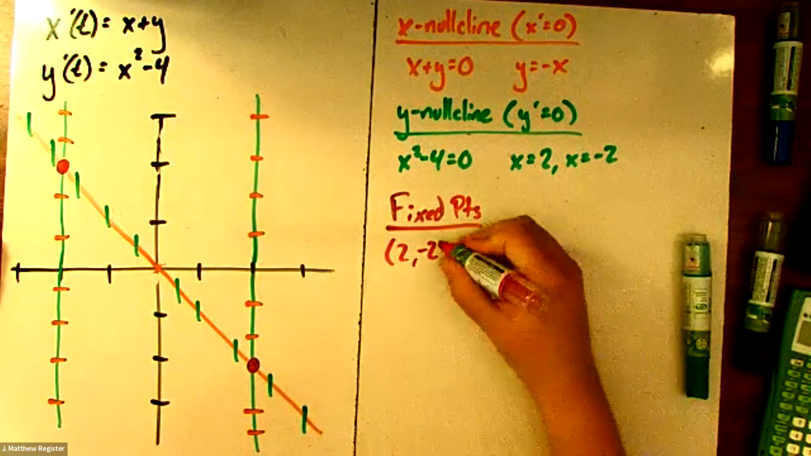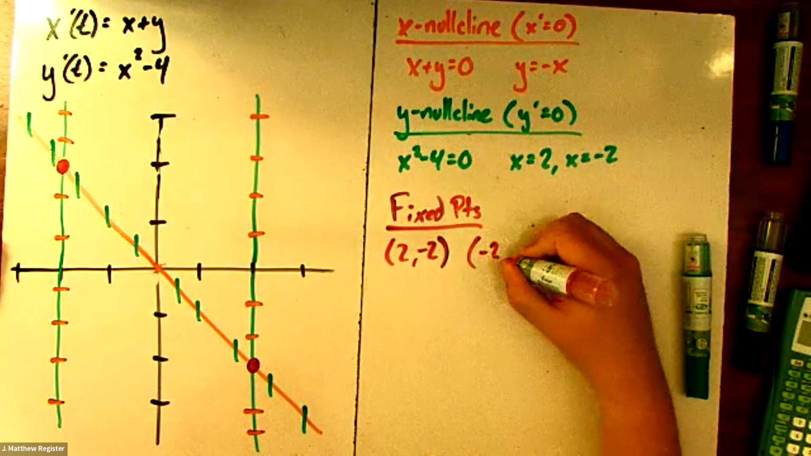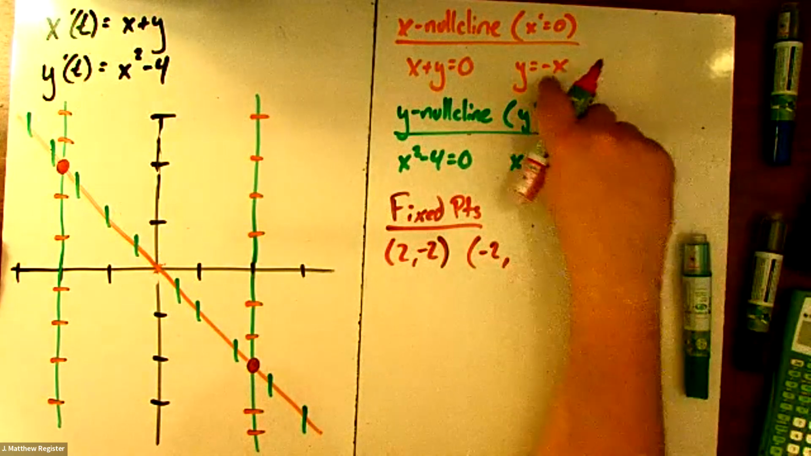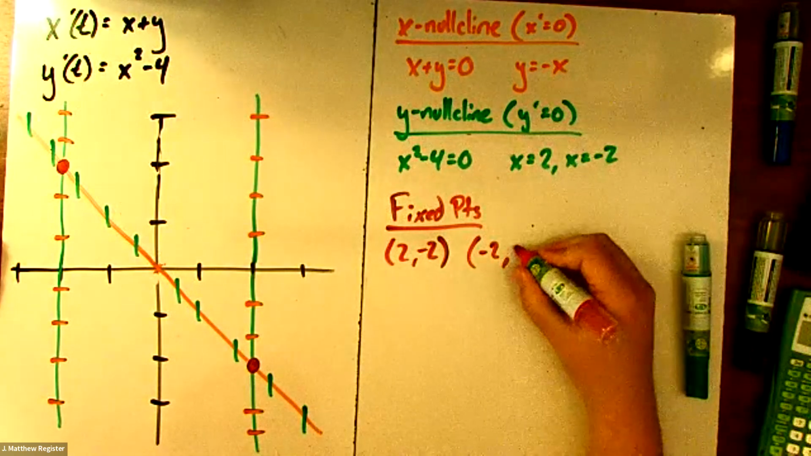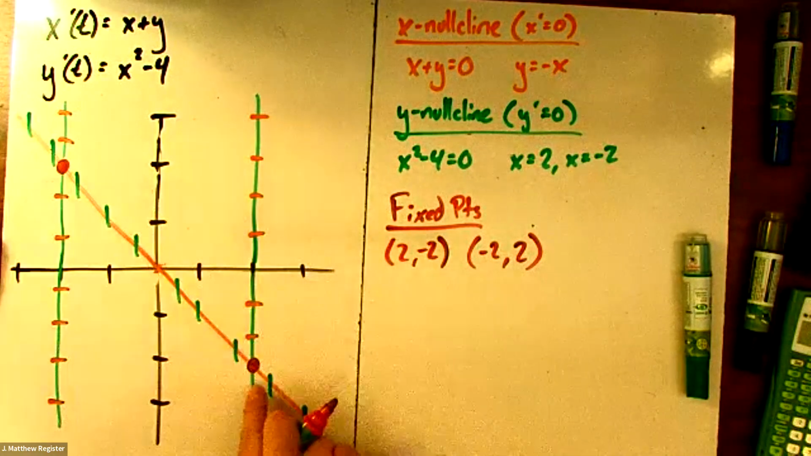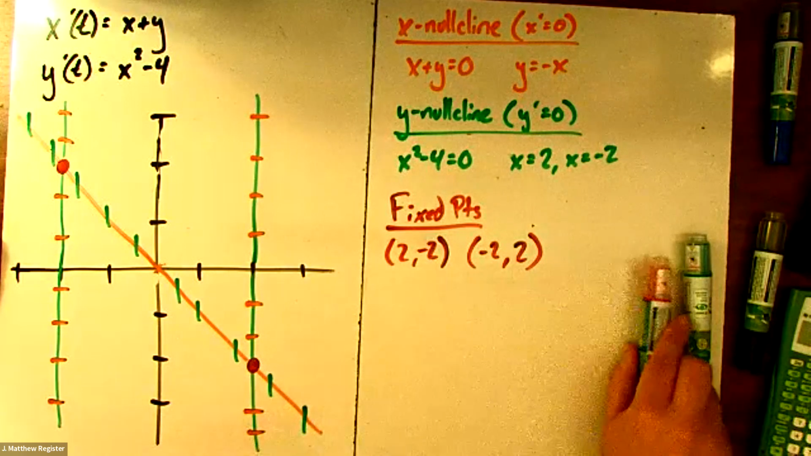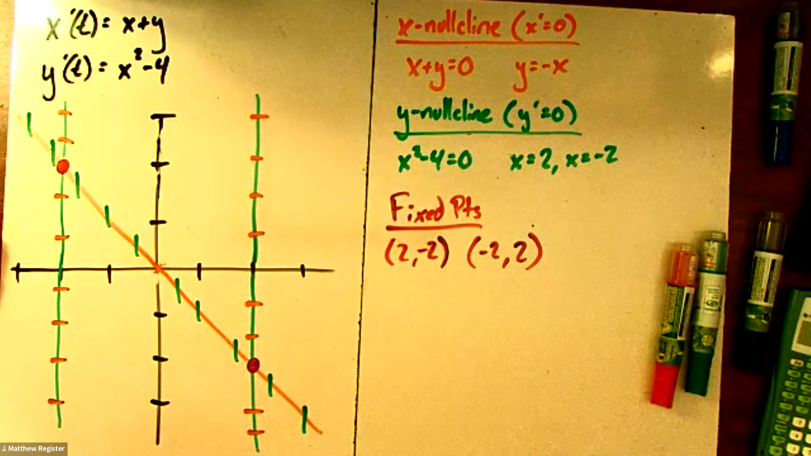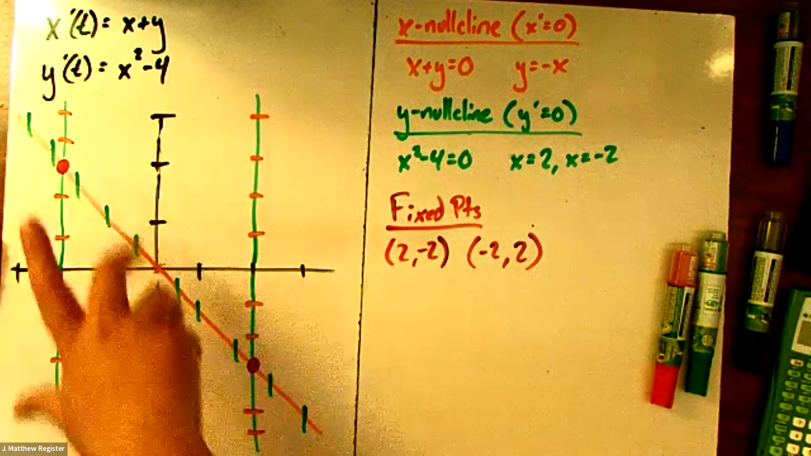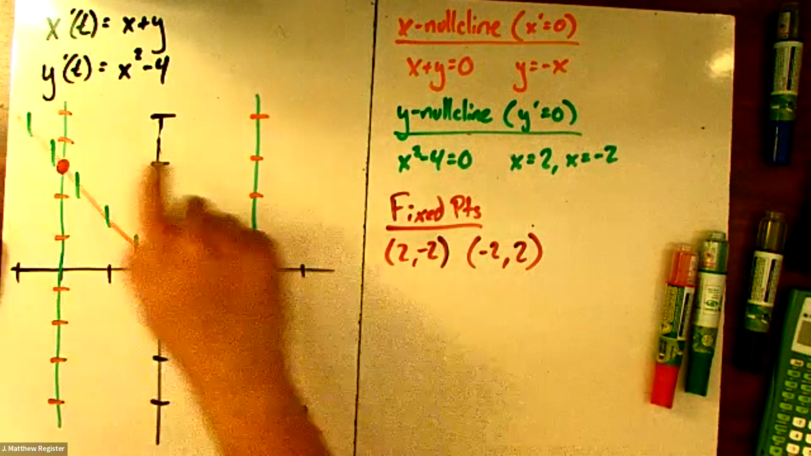And our other one will be when x is equal to negative 2. And when x is equal to negative 2, our y value is going to be equal to positive 2. So this is our negative 2, positive 2. This is our 2, negative 2. And those are our two fixed points. At those points, things are not going to be moving. To figure out the directionality of all of the phase lines, all of the curves which will be inhabiting this, we would do test points in each one of the regions.